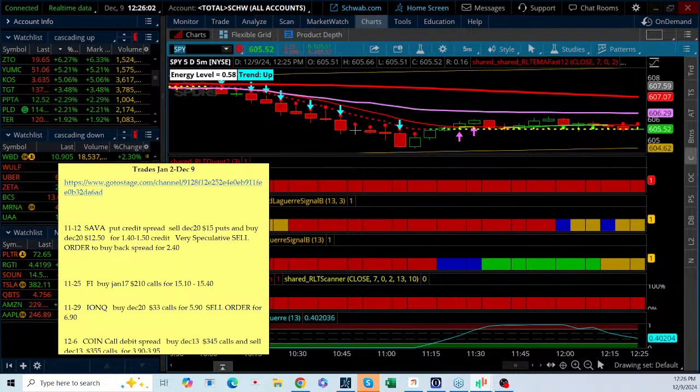APP, William was talking about that. It went right down to the 15 and bounced off of it. Still a pretty ugly candle so far today. It's trying to do a PBO, a pullback opportunity, if it bounces. If it bounces.